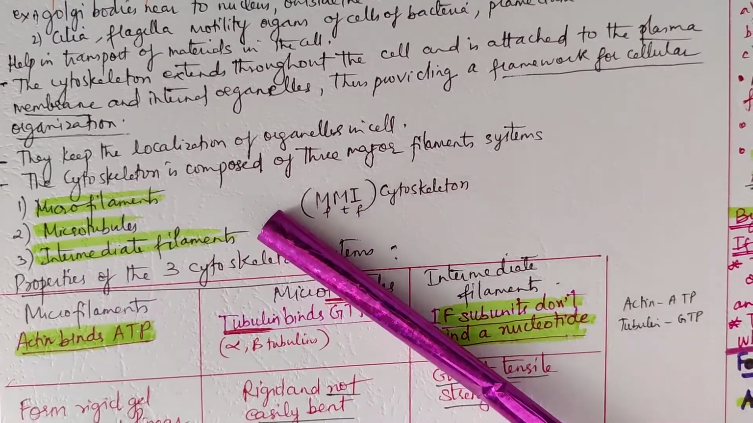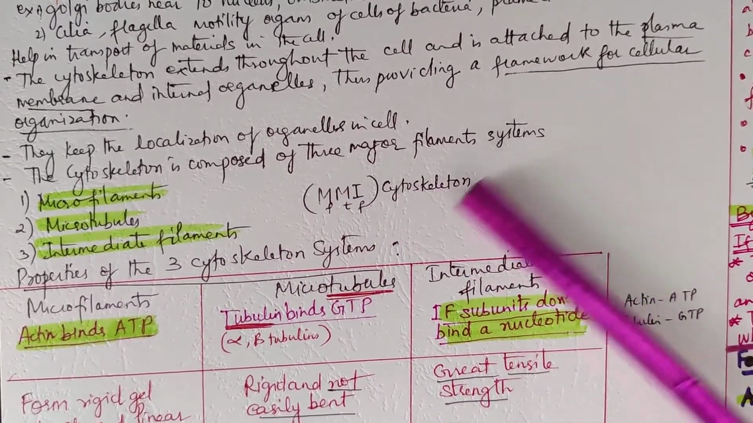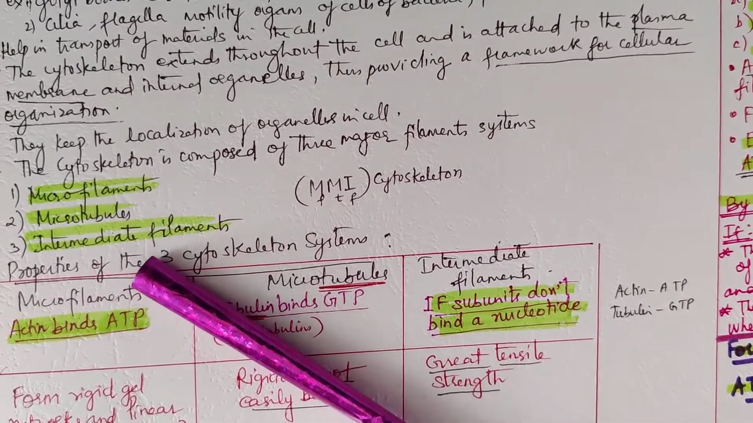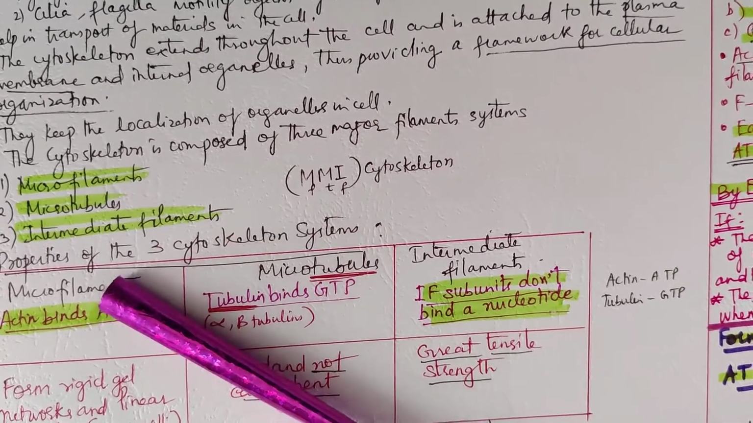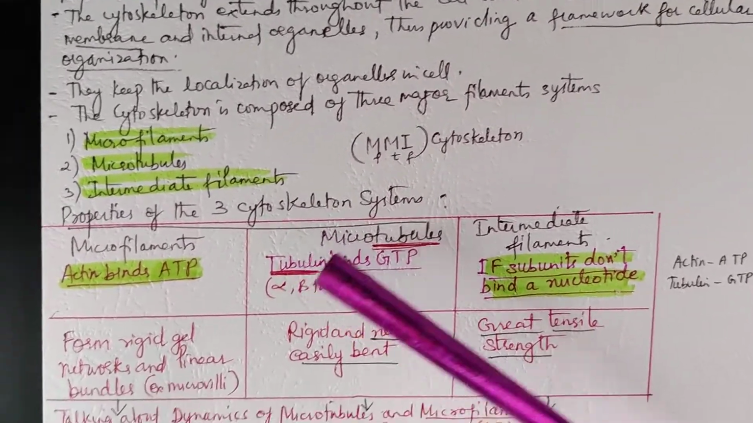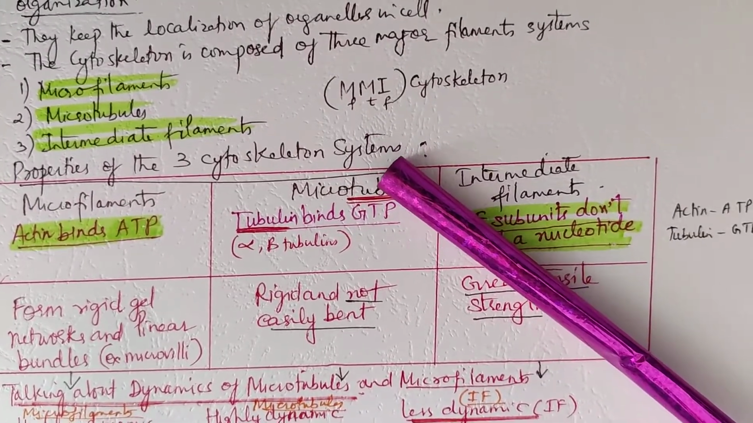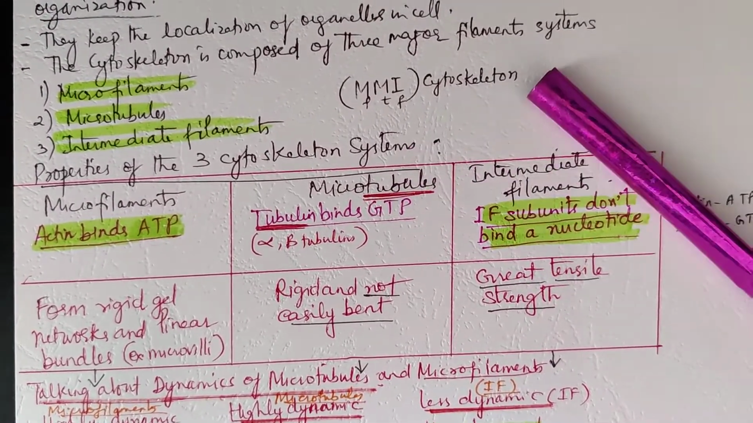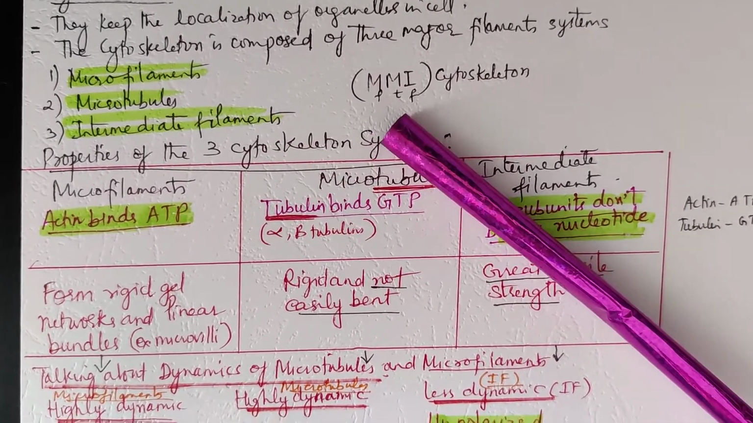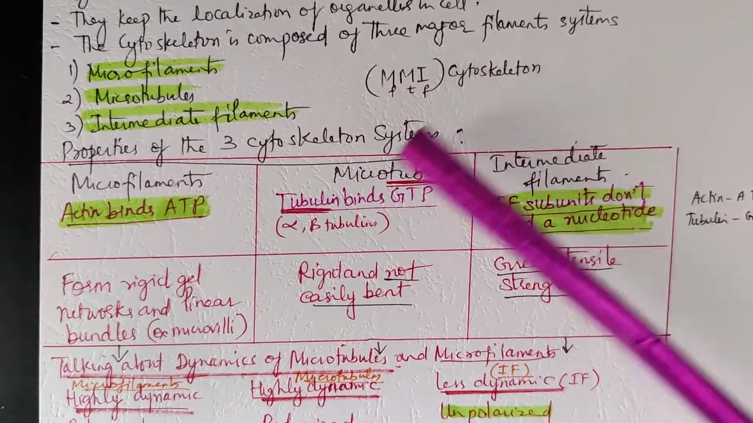The cytoskeleton is composed of three major filament systems. Number 1 is microfilaments, number 2 is microtubules, number 3 is intermediate filaments. Here is a small code for it to learn: MMI cytoskeleton, which means microfilaments, microtubules and intermediate filaments.